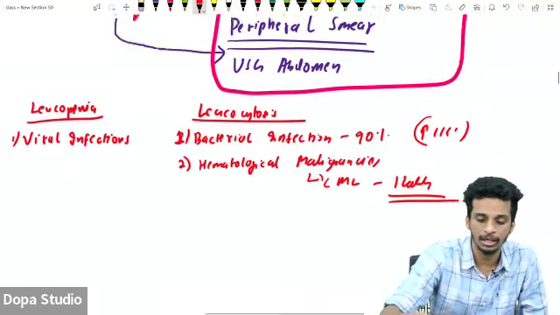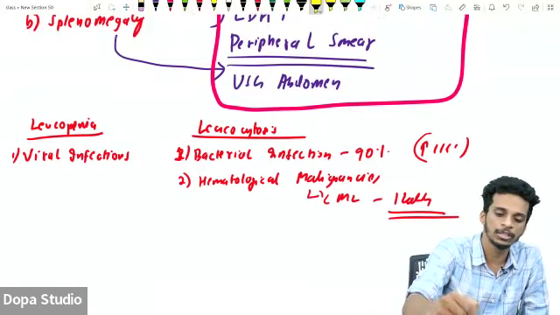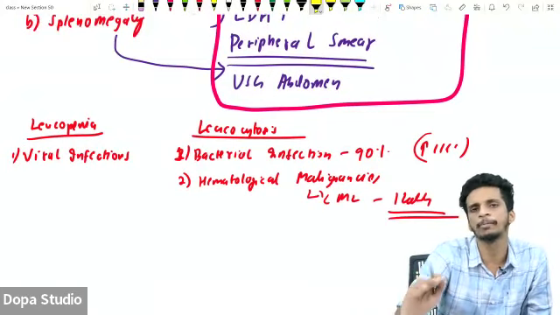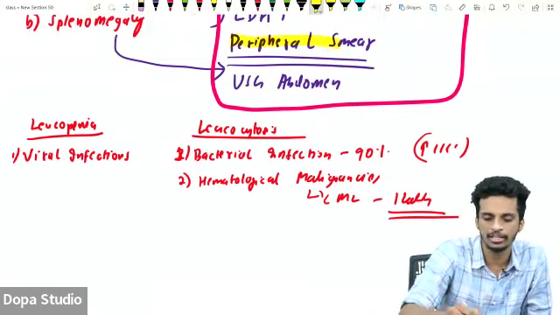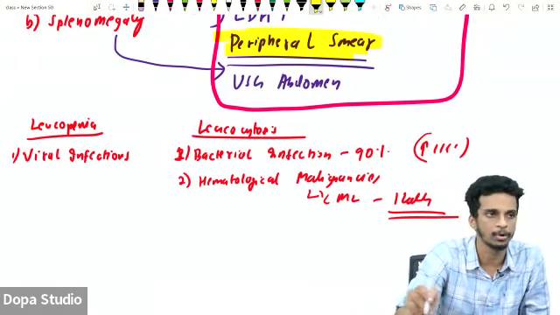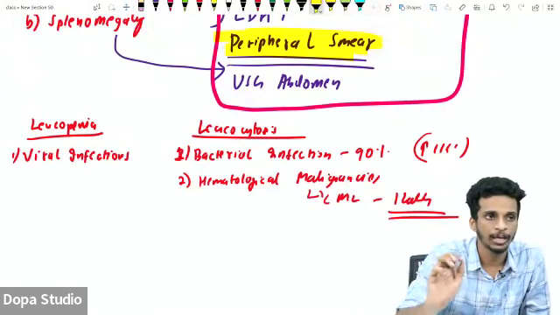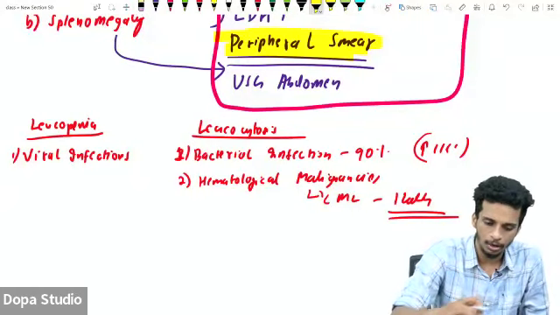So to differentiate any kind of morphology in a complete blood count, if we find any abnormality in a complete blood count, the next step is always a peripheral smear. That's important, guys. Whenever we find any abnormality in a complete blood count, the next step is peripheral smear. Is that clear? Okay, I hope it's fine.